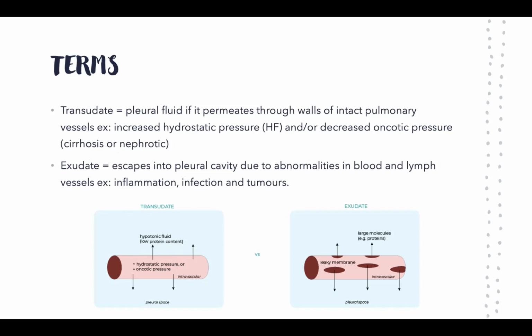It's a pressure problem. Exudate is when there are abnormalities in the vessels themselves rather than the pressure system. So when there is inflammation, infections, or tumors, it can lead to vessels becoming more permeable. It becomes more leaky, and therefore large proteins and fluids can escape into our interstitial spaces and cause pleural effusions. It's very important to know that large proteins are much more difficult to remove by our lymphatic system and therefore can stay longer in the fluid. Meanwhile, in transudate, you don't really see those proteins because it's mainly the fluid due to that pressure difference. So transudate, exudate.